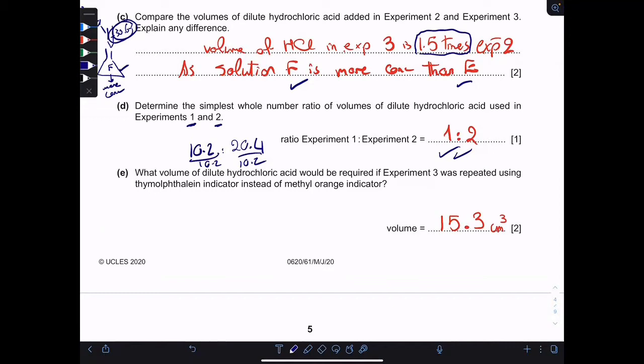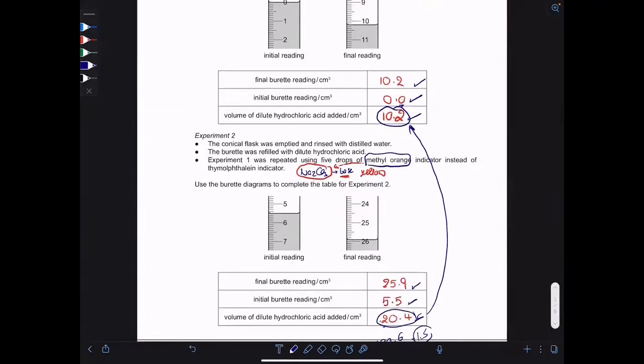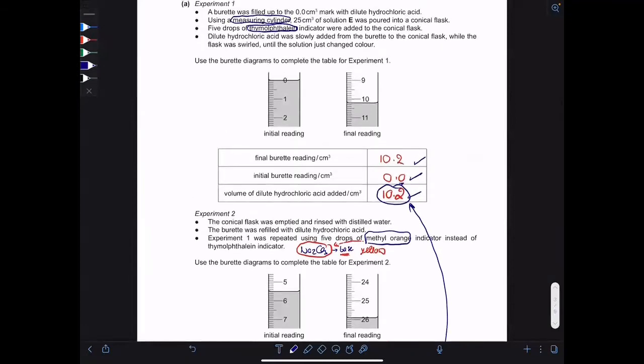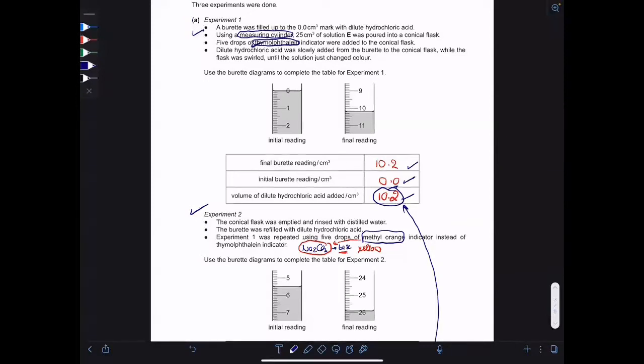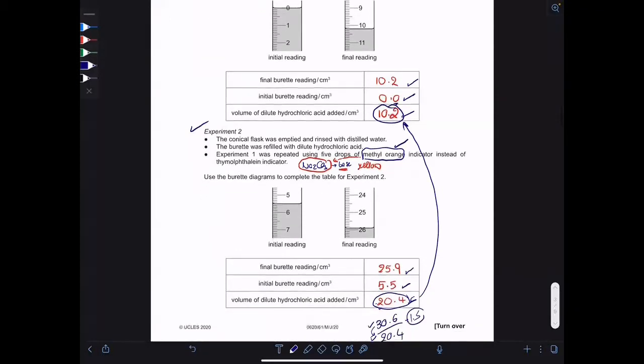What volume of HCl would be required if experiment 3 was repeated using thymolphthalein indicator instead of methyl orange indicator? This is an important question, okay? Experiment 3 was done with methyl orange, but to know the effect of thymolphthalein, you need to look at experiments 1 and 2. Experiment 1 and 2 were the same exact experiments, except he used here thymolphthalein and here methyl orange. And immediately it required twice the volume, okay? It immediately required twice the volume of HCl. So with thymolphthalein, he needed 10.2, with methyl orange, he needed 20.4.